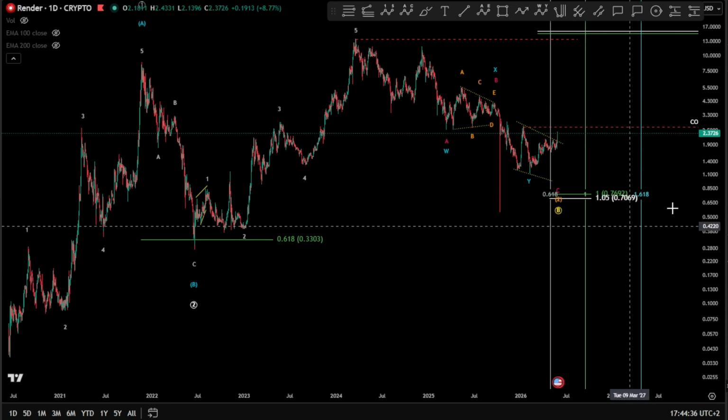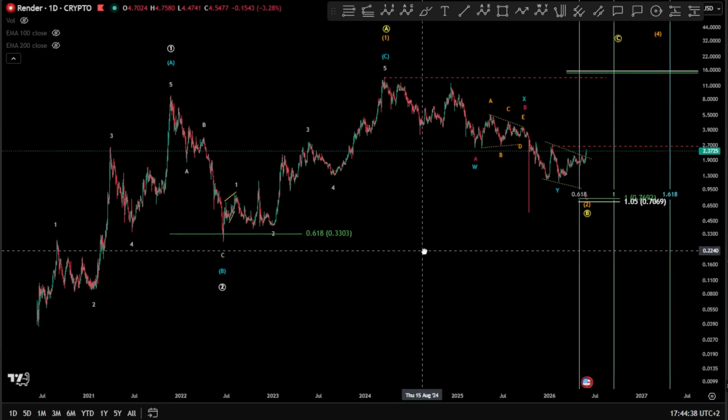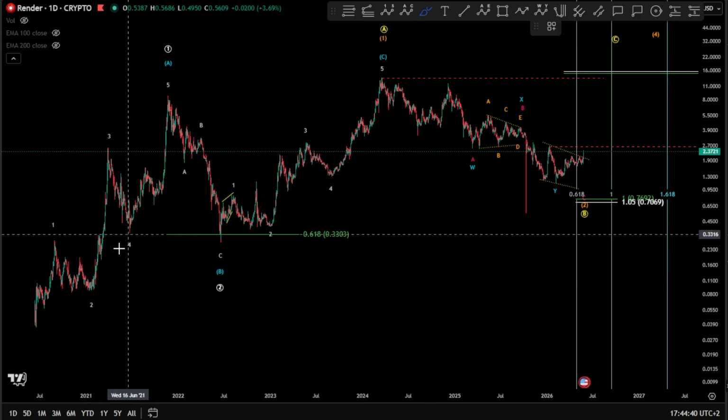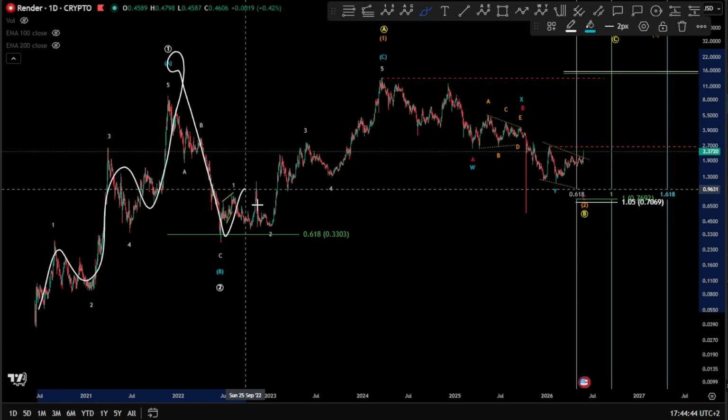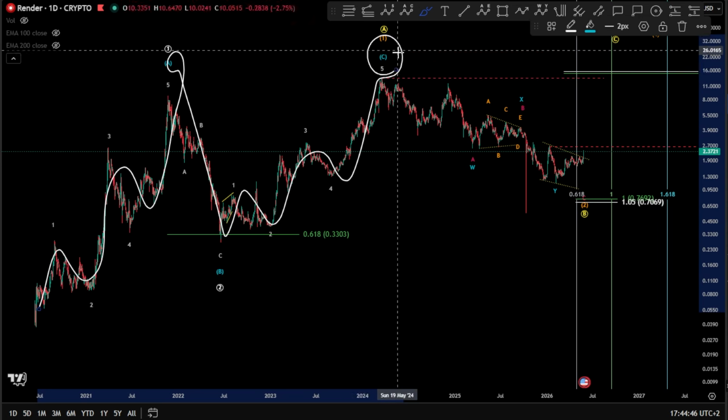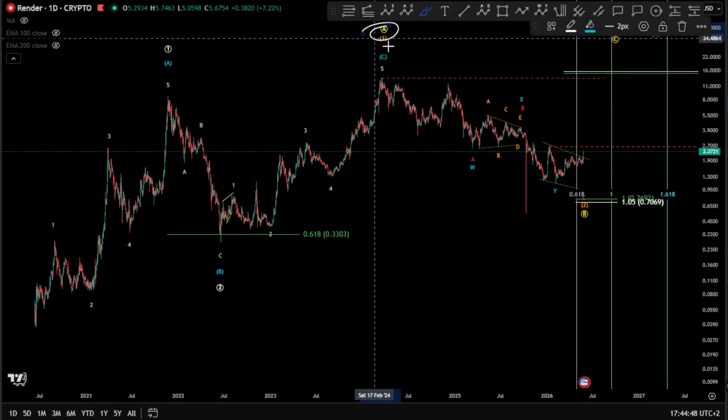We're gonna start with Render on the daily, where we have our ABC three waves finished here as an impulse 1, 2, 3, 4, 5 for a wave A, B, and a 1, 2, 3, 4, 5 for a wave C, finishing a zigzag in a wave A.